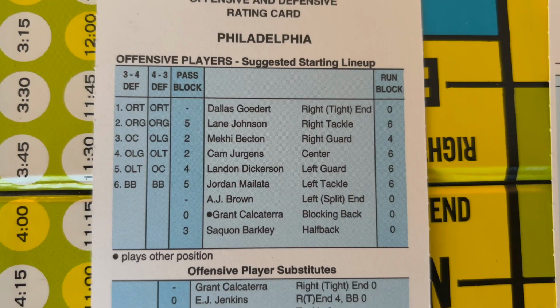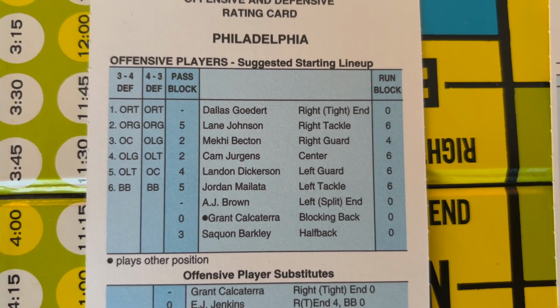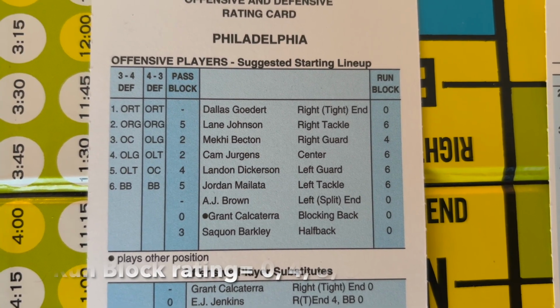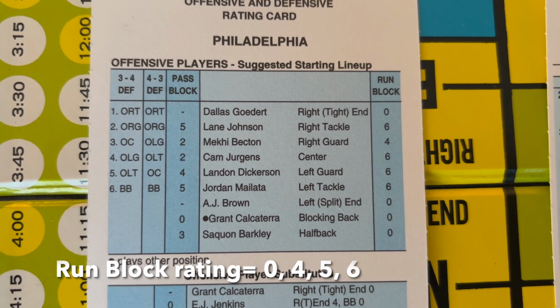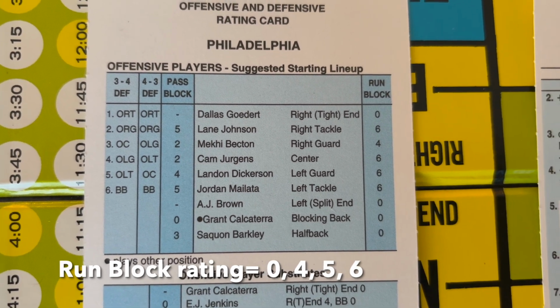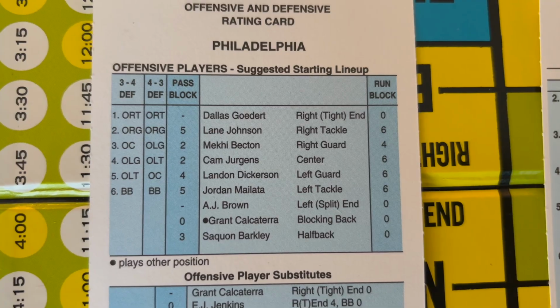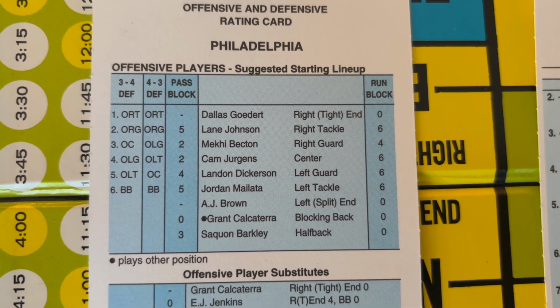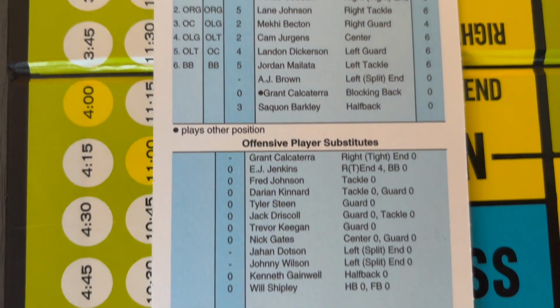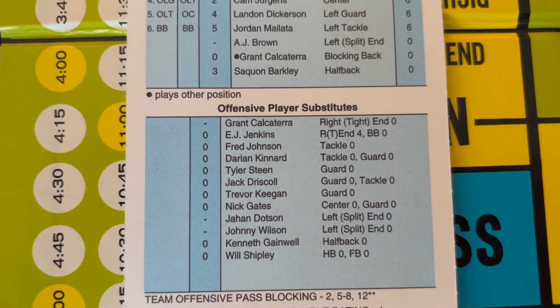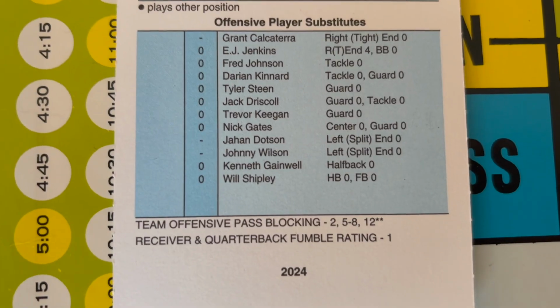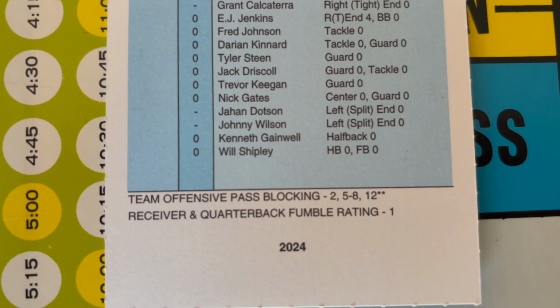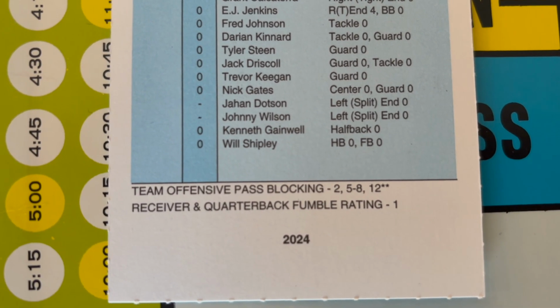Also, the offensive linemen have run block ratings, and it goes from 0 to 6, 6 being the strongest. As you can see, the Eagles have a very good, strong run blocking offensive line. Also, you can see the offensive player substitutes, and receiver and quarterback fumble rating is also on the card.